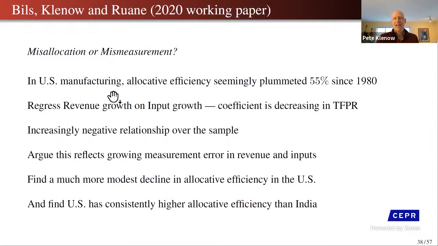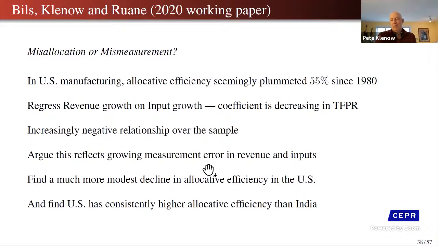And we embody that with a regression of revenue growth on input growth, which I don't think is supposed to be structural, because input growth is endogenous across firms. But it turns out, in the presence of a lot of measurement error, this coefficient should be low when TFPR is artificially high due to measurement error. And we found that relationship to be negative in the data, suggesting there's measurement error. And over time in the US, it's increasingly so.